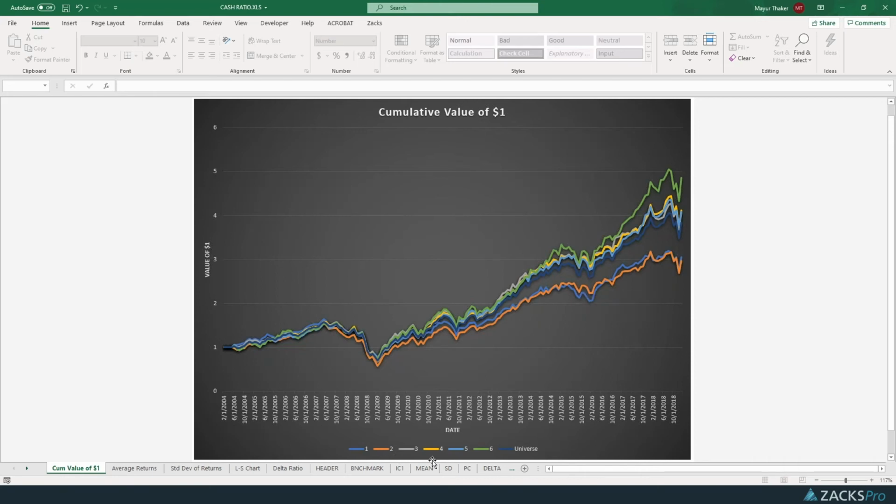So I created 6 buckets here. I just decided to go with 6. You could do 5 or you could do 10, as many as you'd like, but I just went with 6 here. And you can see clearly that bucket number 1 and bucket number 2, which are the companies that have the lowest liquidity ratios, have underperformed the other 4 buckets. And you can see here that bucket number 6, which are the companies that have the highest liquidity ratios, have fared the best.